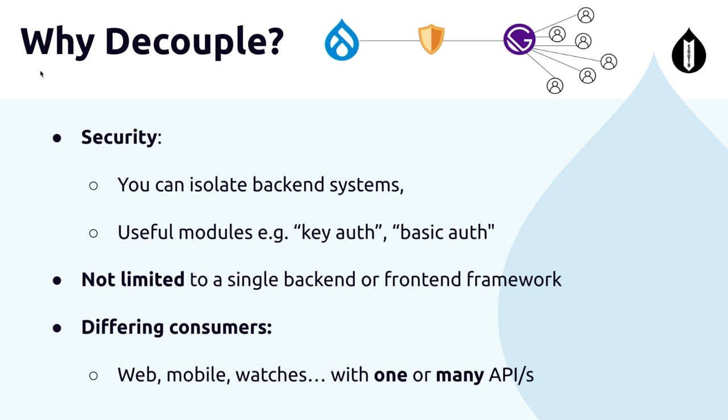Another great thing about decoupling is that you're not limited to a single front end or back end, or you could have multiple front ends and multiple back ends. And also, you could have differing consumers, like your website, mobile phones, watches, with a one-to-many API connection.